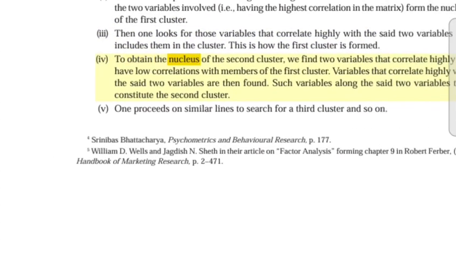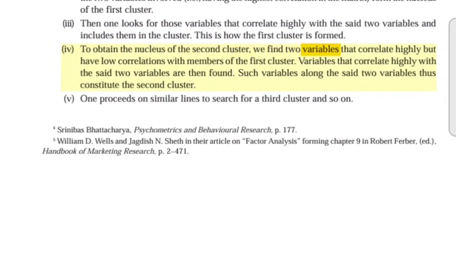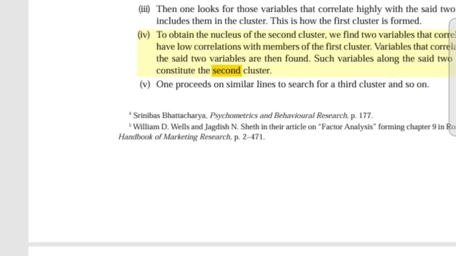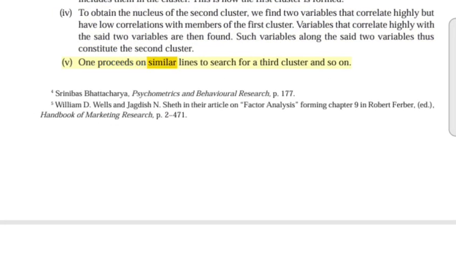To obtain the nucleus of the second cluster, we find two variables that correlate highly but have low correlations with members of the first cluster. Variables that correlate highly with the said two variables are then found. Such variables along with the said two variables thus constitute the second cluster. One proceeds on similar lines to search for a third cluster and so on.